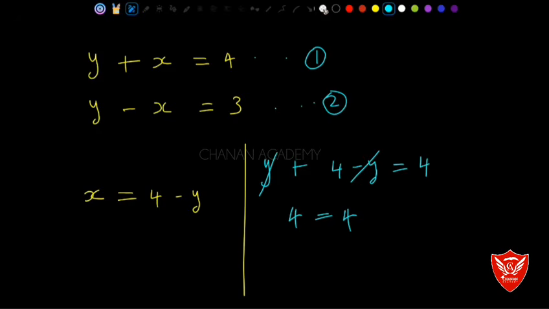Do not mix the equation. Always try to follow this: if you make x the subject or y the subject in equation 1, you substitute in equation 2. If you use equation 2, you substitute in equation 1. That is how it is done.